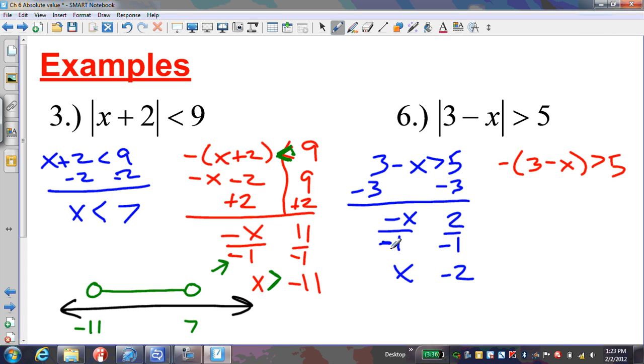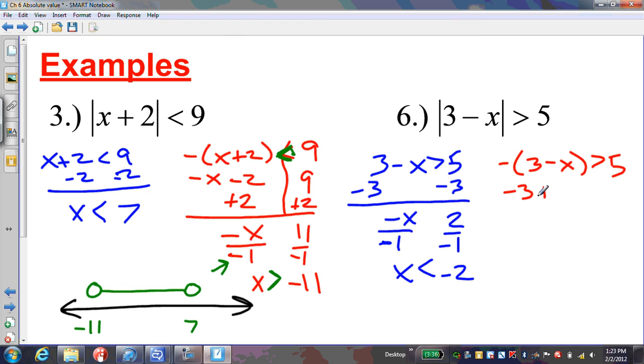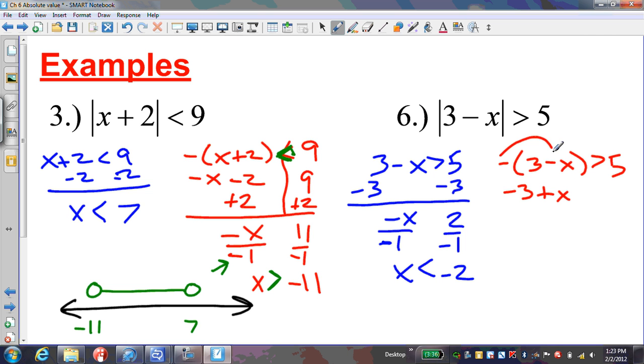Now notice, I did divide by a negative number, so I'm going to switch the sign. Over here, let's do it in red, and we're going to have negative 3 plus x, because a negative times a negative is positive x, is bigger than 5. Okay, we're going to add 3 to both sides, and we're going to get x is bigger than 8, and I'm just going to leave it like that.